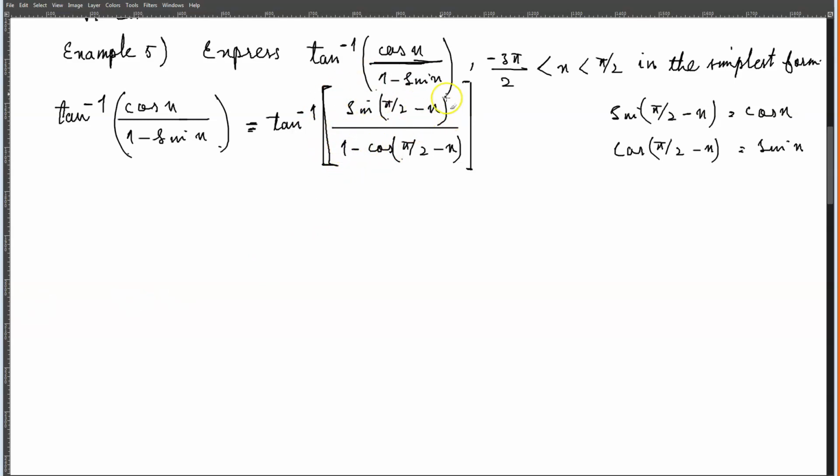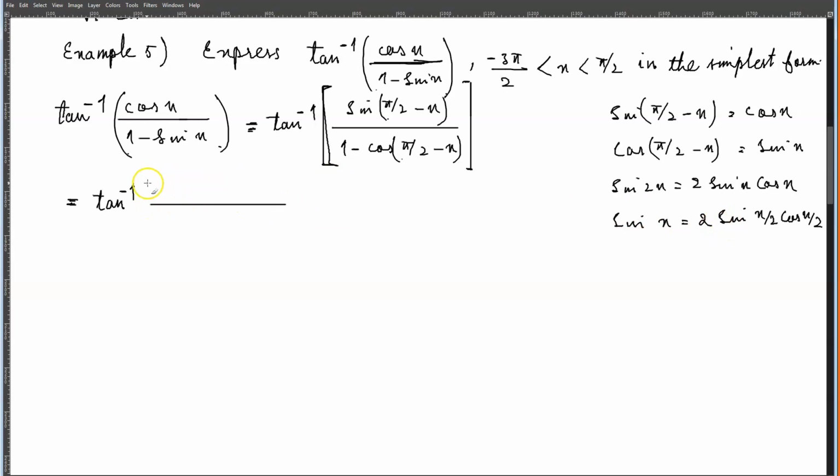So sine of pi by 2 minus x, I can write it as, we said that sine 2x is equal to 2 times sine x cos x, right? So that means that sine of, if I divide this angle by 2, I get x, and that is 2 times sine of x divided by 2 cos of x divided by 2, right? So I can write this as the tan inverse of 2 times sine of this angle divided by 2, which is, if you write pi divided by 2 minus x, that is the same thing as pi minus 2x divided by 2, right? So that is pi by 2 minus x.